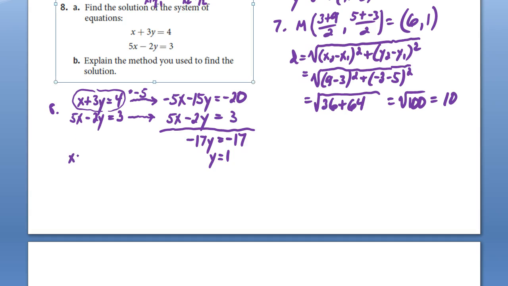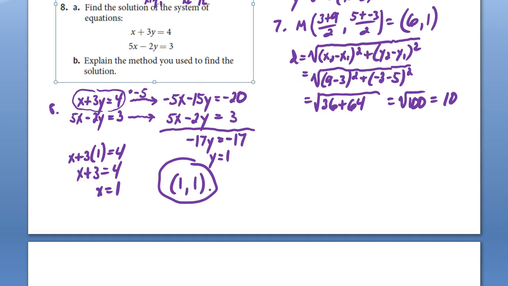And because I know a number for y, I'm going to put that number in for y. So that will be x plus 3 times, fill in the 1, right there for y, is equal to 4. This is x plus 3 is equal to 4. Therefore, x is equal to 1. I can write my answer as an ordered pair. X is 1, comma, and Y, coincidentally, is also 1. So my answer to the system is 1, comma, 1.